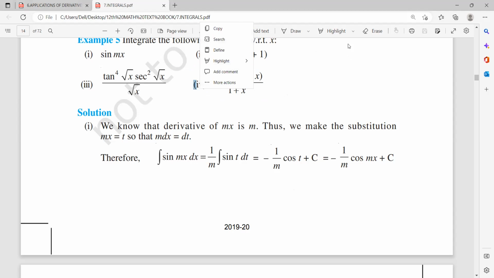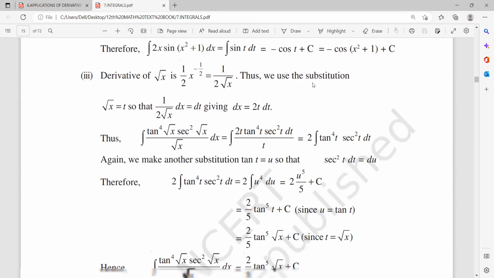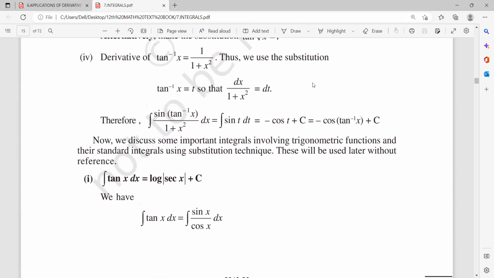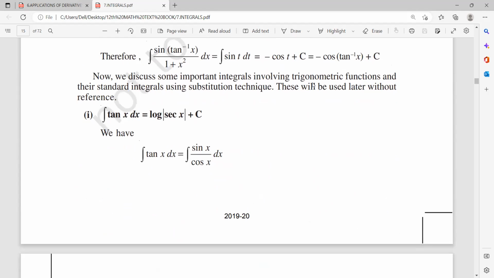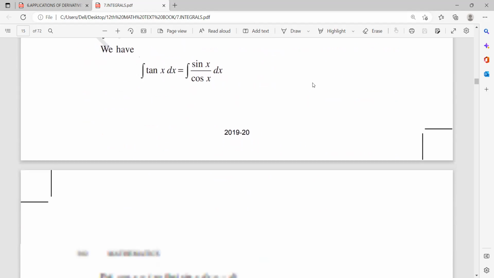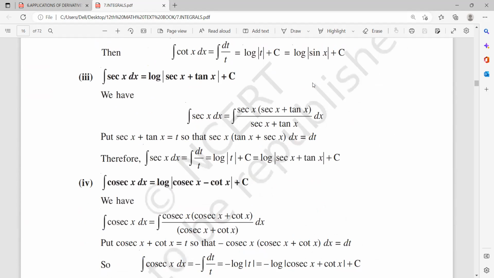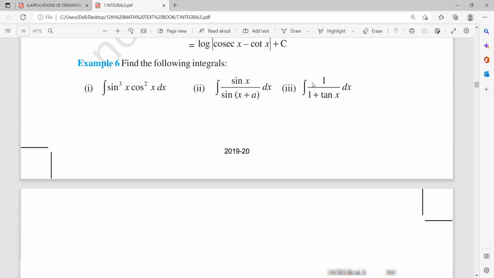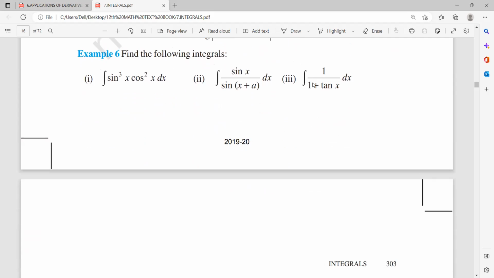So it's so easy. Then we are going to learn a few formulae. We are going to learn the tan x formulae, and we are going to learn cot x, secant x and cosecant x formulae and then do some more examples. But most importantly, we are going to learn this formula now by using the substitution method.